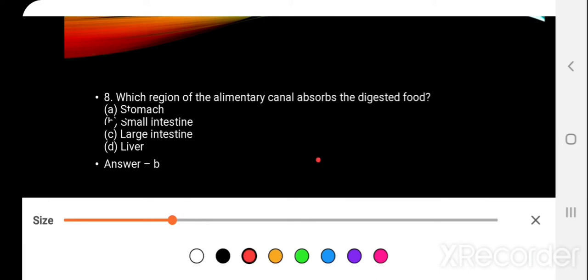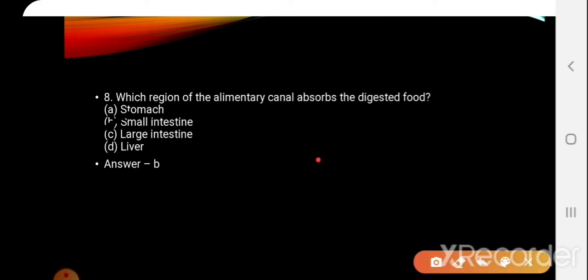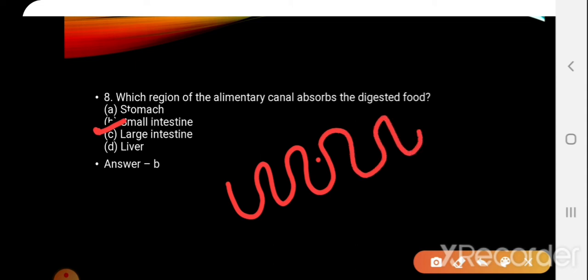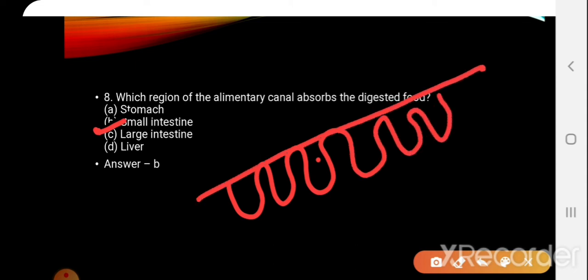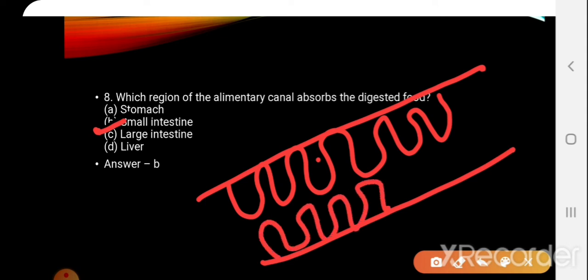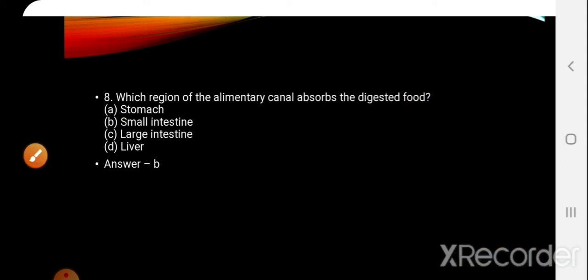B is the correct answer, because it is the small intestine. In the small intestine, microvilli are present on the inner intestinal surface, and they help to absorb the nutrients from the food, because they increase the surface area of the small intestine. Okay, so the answer is B, small intestine.